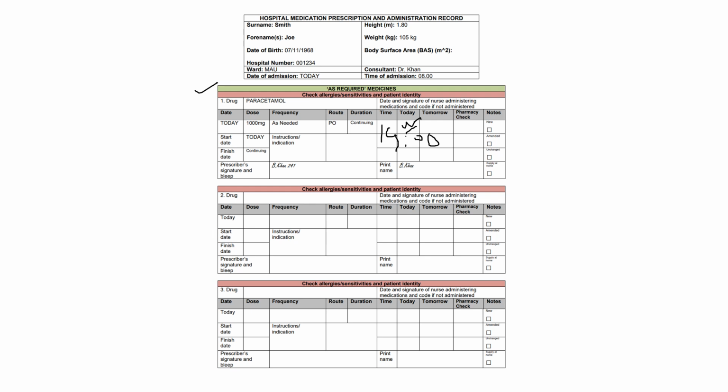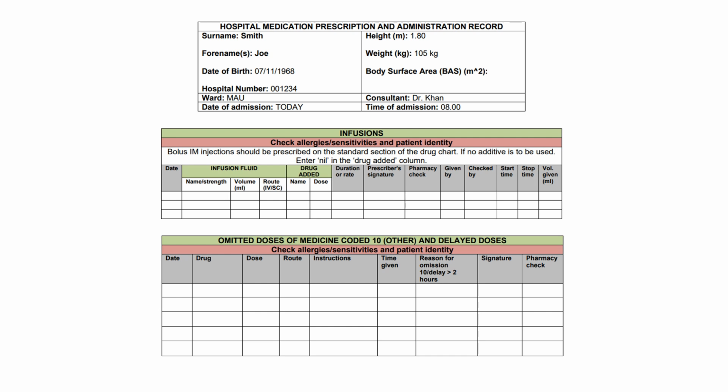Then no other as required medication is prescribed. Then moving to the next page, the patient name is Joe Smith, date of birth is 7/11/1968, and the rest of the details are the same as the previous page. So infusions, the patient has not been prescribed any infusions, and omitted dose. We haven't omitted any dose.